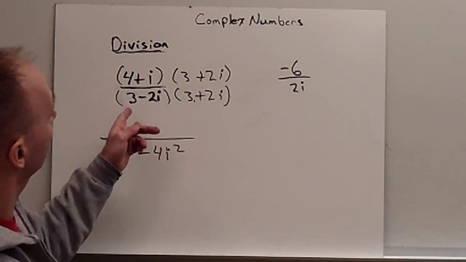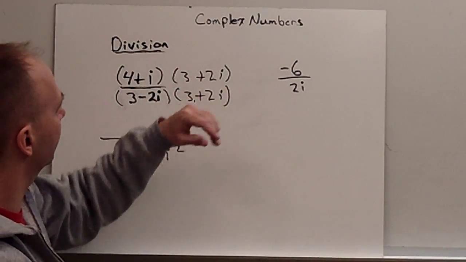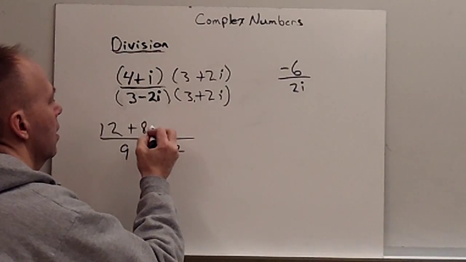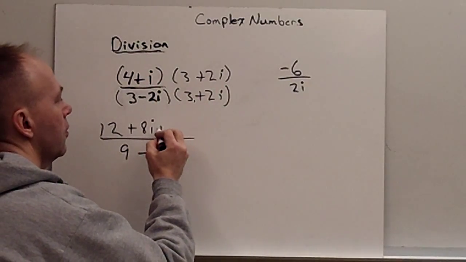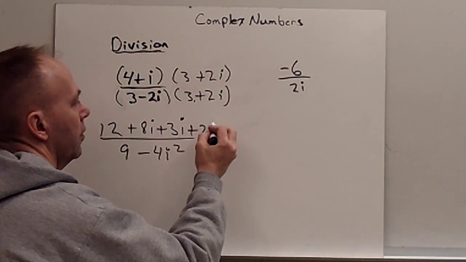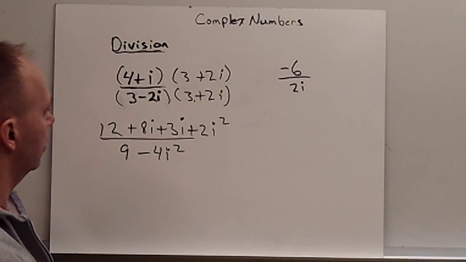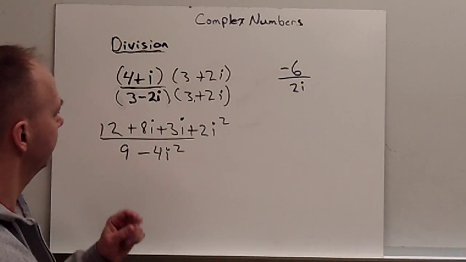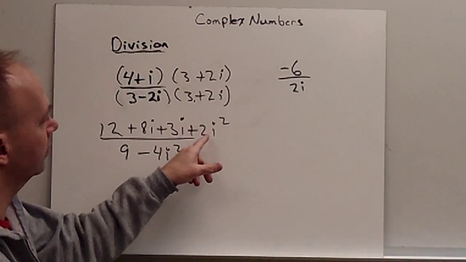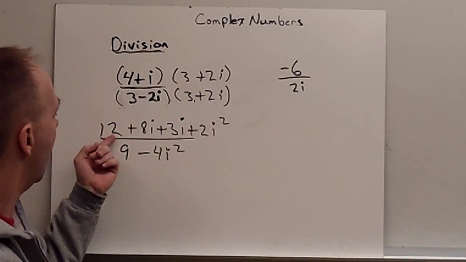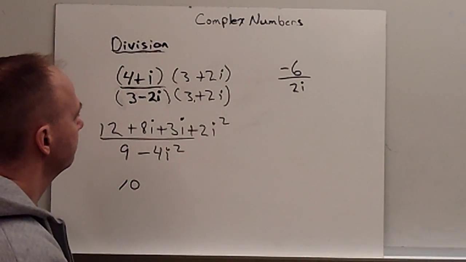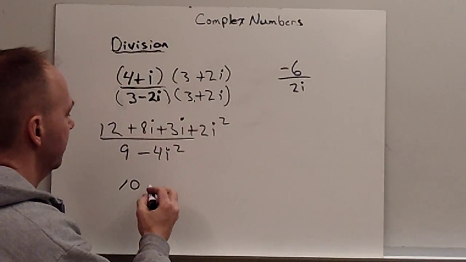Up top, well, now I've got to do a little work. I'm going to have to distribute. 4 times 3 is 12. 4 times 2i is 8i. i times 3 is 3i. And i times 2i is 2i squared. Whew. Okay. Now, simplifying up top. That i squared is going to be negative 1, so I have 2 times negative 1, which is negative 2. Adding it to the 12, I get 10. 8i plus 3i is 11i.